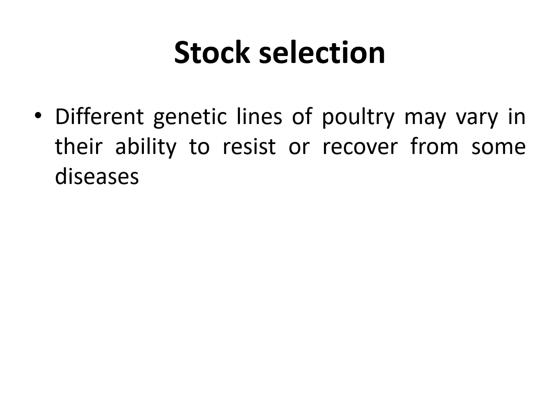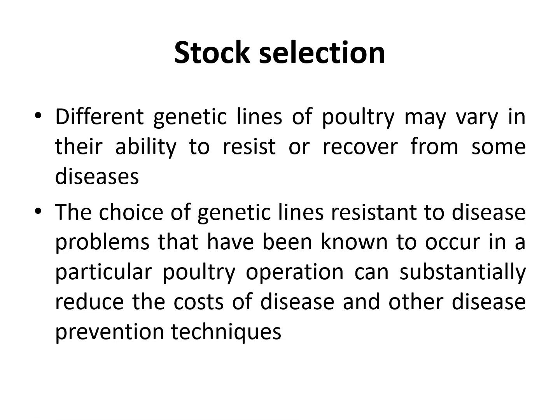Stock selection. Different genetic lines of poultry may vary in their ability to resist or recover from some diseases. The choice of genetic lines resistant to disease problems that have been known to occur in a particular poultry operation can substantially reduce the cost of disease and other disease prevention techniques. So the breed or the birds which are resistant, which are compatible to the environment of the production houses or the local environment, should be selected for the production of the flock, as this may lead to successful production and healthier animals, which may lead to good revenue generation.